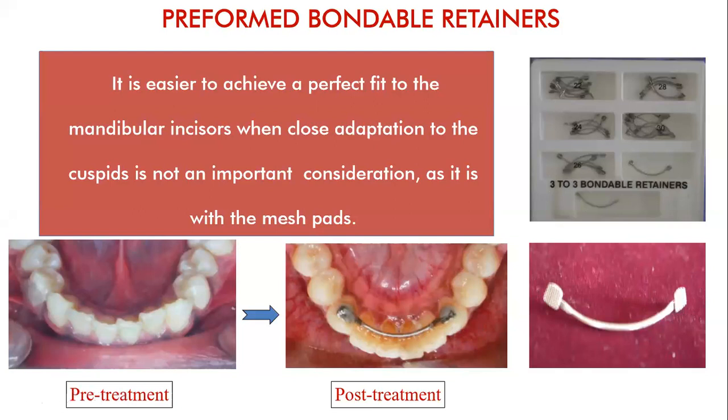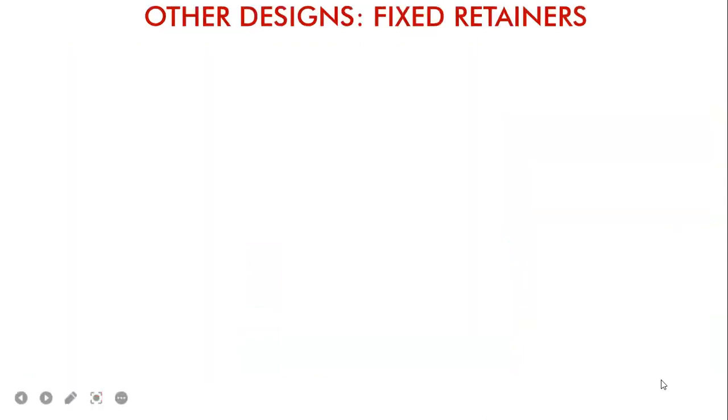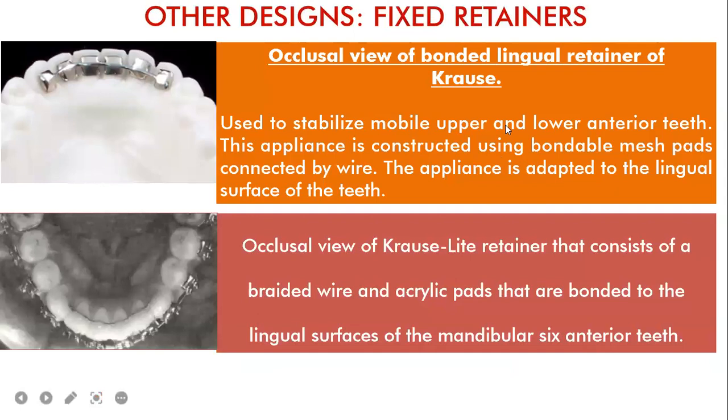So usually for your retainers, we prefer giving coaxial wires, which are basically multi-stranded, where you have 2-3 stainless steel strands or whichever material is used that are wound around each other to give a coaxial arrangement. Okay, so coaxial wires are very commonly preferred as retainer wires. Also, you have preformed ones like this. You also have something known as the cross-lingual retainer, given by Cross, where you have bondable mesh pads on each of the tooth connected by wire. This is adapted to the lingual surface. This helps in stabilizing very mobile upper and lower anterior teeth. So particularly useful if they have periodontally compromised dentition.